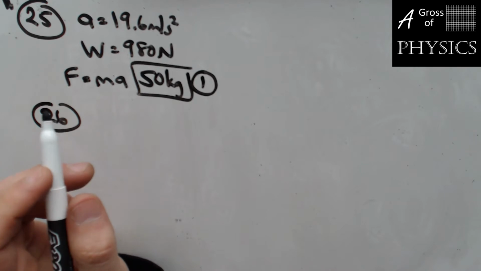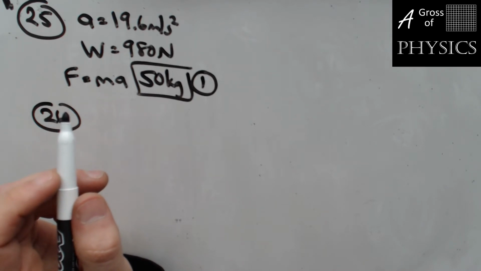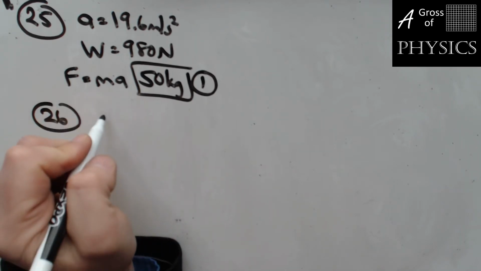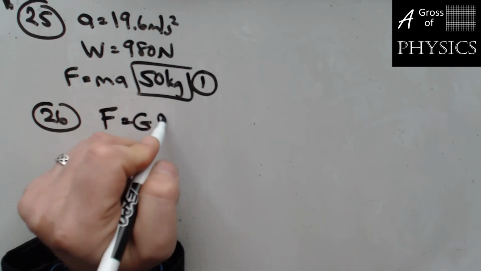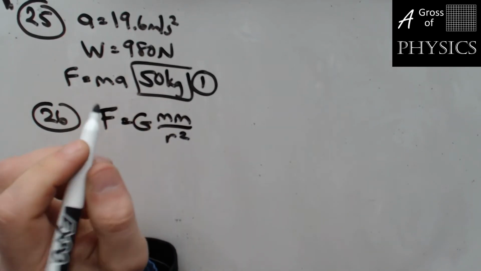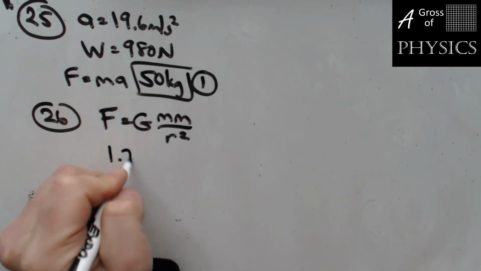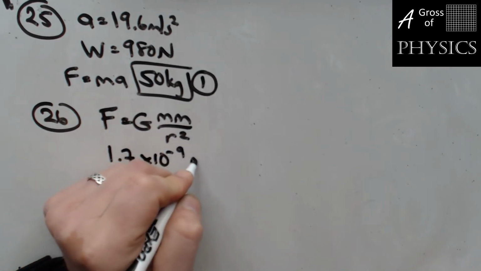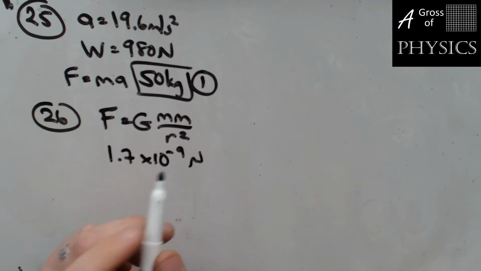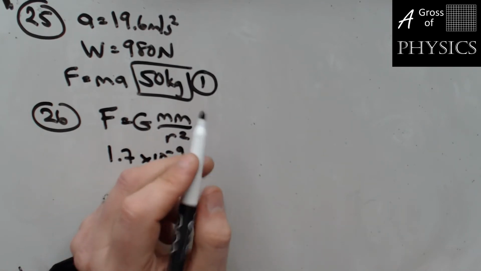Centers of two 15-kilogram spheres are separated by 3 meters. What's the gravitational force between them? So we're using the big G equation, m m over r squared. So 6.67 E negative 11 times 15 times 15 divided by 3 squared. The answer is 1.67 times 10 to the negative 9 newtons, which is choice 3.